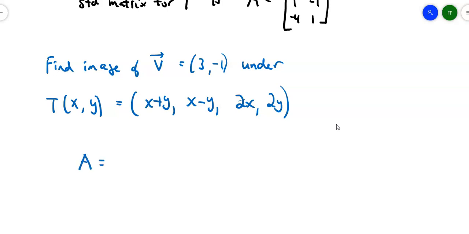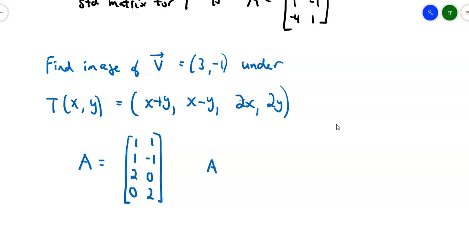So, because we're dealing with standard bases here, I can actually set up my transformation matrix right away. In my transformation matrix, the first column is going to be the x coefficients. The first has an x coefficient of 1, the second has an x coefficient of 1, the third has an x coefficient of 2, the fourth does not have an x, so we put in a 0. In the second column, the coefficient of y is 1, then negative 1, the third coordinate is 0, and the fourth coordinate is 2. So that is my transformation matrix.